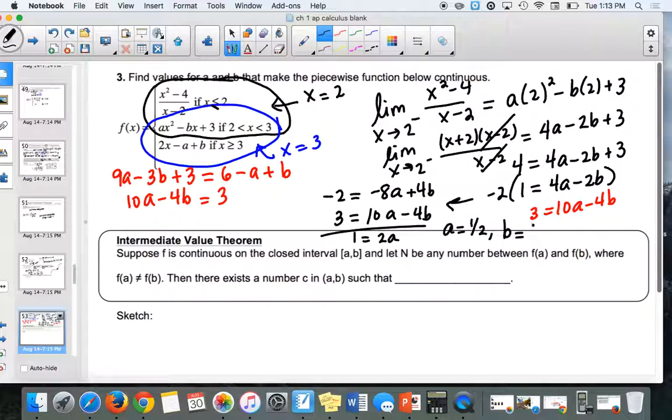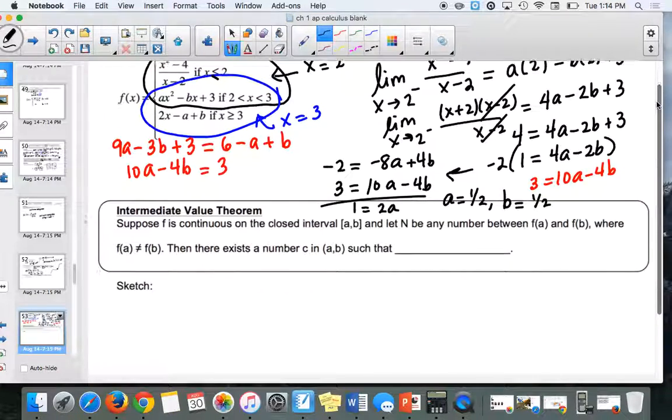Is that right? Can you guys check? 4 times 1/2 is 2, minus 2 times 1/2 is 1. 2 minus 1 is 1. Yep. So a is 1/2 and b is 1/2. Think you can handle that? Like I said, those are the most common AP questions for continuity. All right, and the last thing we have to talk about is the intermediate value theorem.